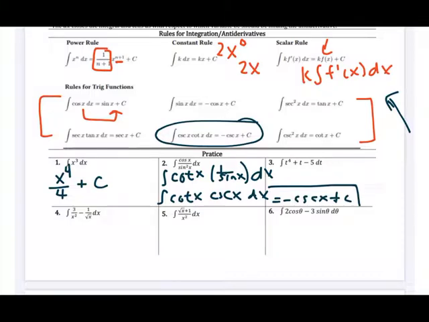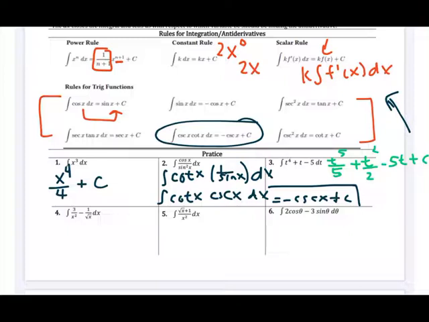For number 3, I'm just going to use the power rule. So t to the 4th is going to become t to the 5th over 5. t is going to become t squared over 2, or 1/2 t squared. Minus 5 is going to become minus 5t plus my arbitrary constant. It's basically a placeholder because we don't know if there is a constant in the original function.